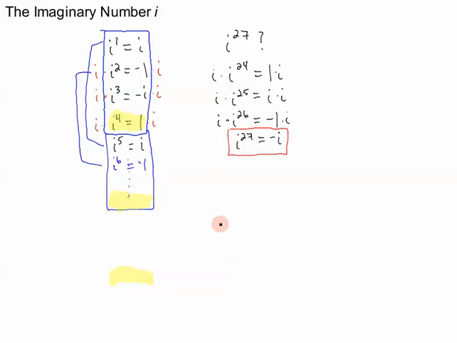Okay? And you can do this for any number, or any exponent. You can simply find the nearest multiple of 4 and then build up from there. There are other ways to do it as well. I'm going to focus on this method.